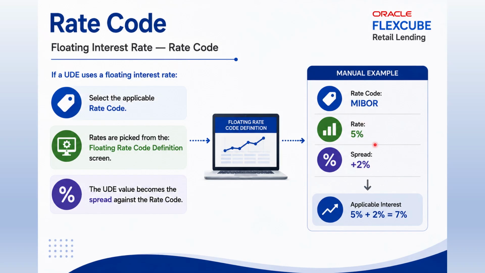For example, the manual illustrates a 5% rate with a positive 2% spread, resulting in an applicable interest rate of 7%. With a negative 2% spread, the applicable interest would instead be 3%. The positive and negative spread examples are explicitly described in the manual.